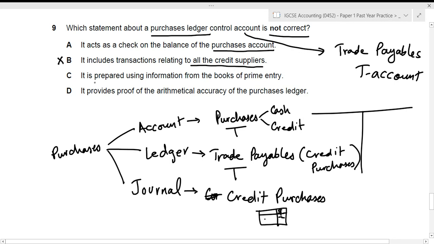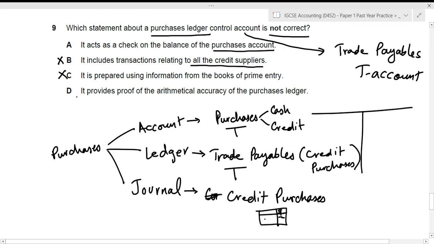So C says it is prepared using information from the books of prime entry. Okay, what are the books of prime entry? If you have been following the videos, you will know that there are seven: purchases journal, sales journal, purchases returns journal, sales returns journal, cash book, petty cash book, and general journal. So when we fill up this purchases ledger, definitely we have to get information from the books of prime entry. Without that, we definitely cannot proceed to any ledger whatsoever. So that is a correct statement, which is not the answer because we are looking for the not correct statement.